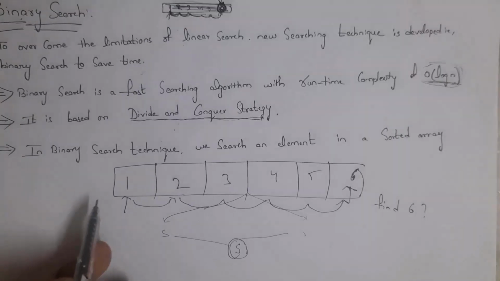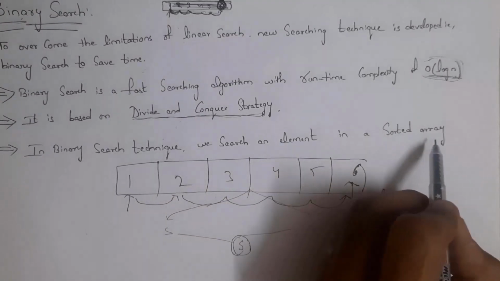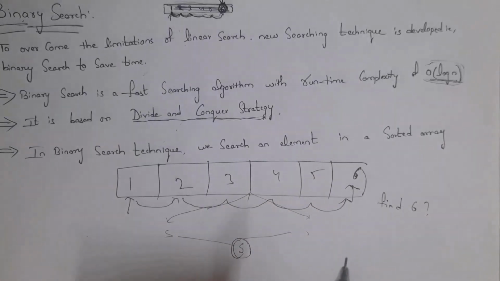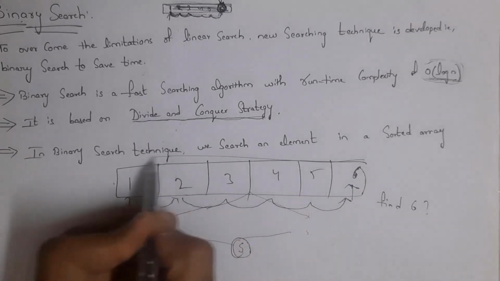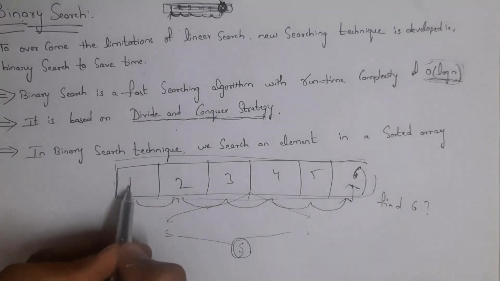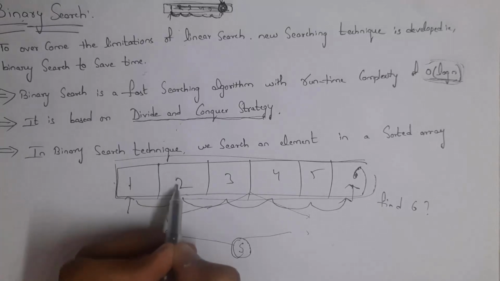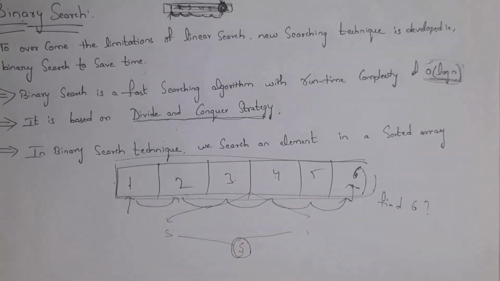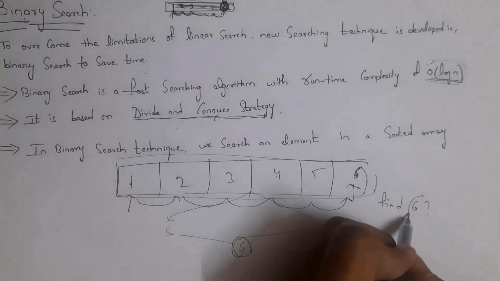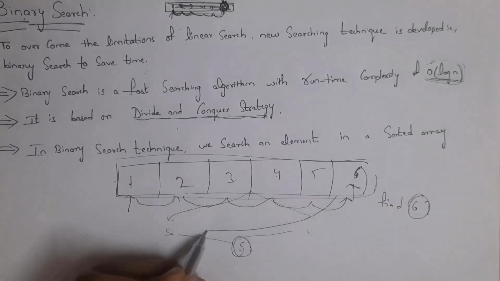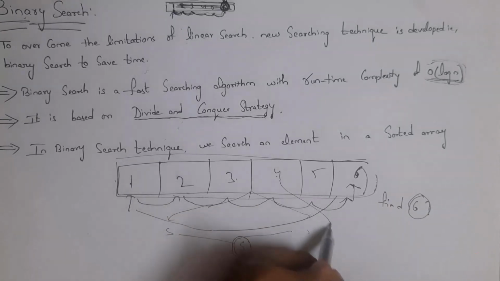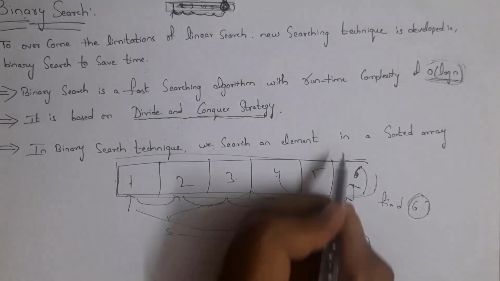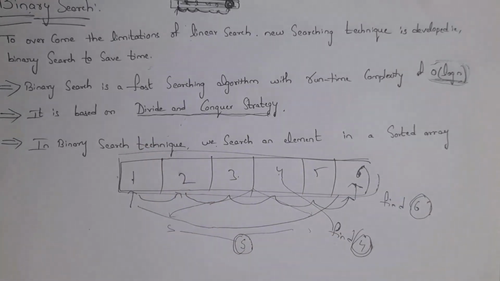In the binary search technique, we search for an element in a sorted array. A sorted array is nothing but elements arranged from small to big. This is a sorted array, an example of a sorted array because the elements are arranged from small to big. That is 1, 2, 3, 4, 5, 6. And in binary search we need to find a particular element in this sorted array. For example, here I want to find element 4. We search for element 4 in the sorted array. This is an example of binary search.